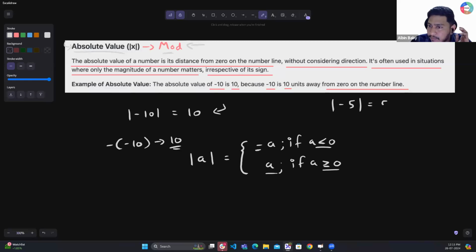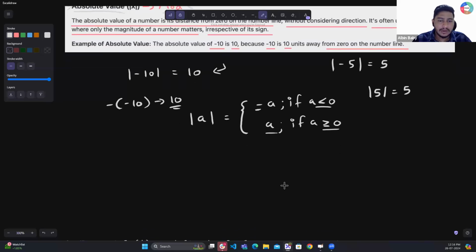It will be 5. What will be mod 5? It will be 5. So if it's negative, you're just converting it to an absolute value. Clear? All right. Cool.